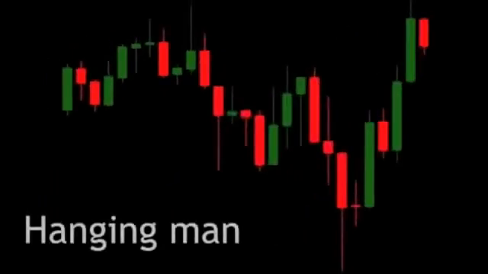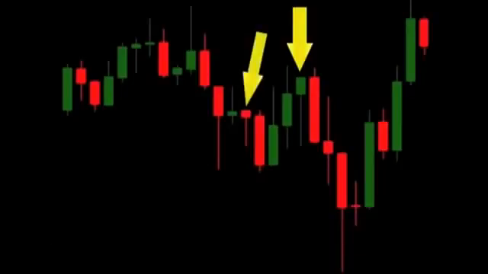And finally, we have the hanging man, which also forms at the end of an upward movement and looks exactly like a hammer with a long shadow. Remember, the color of a candle is not as important as the trend before it.